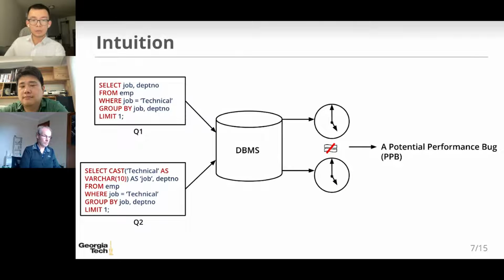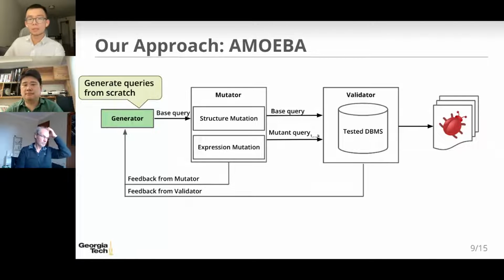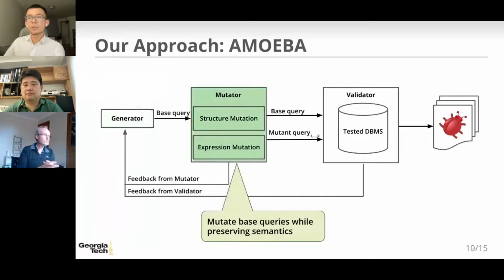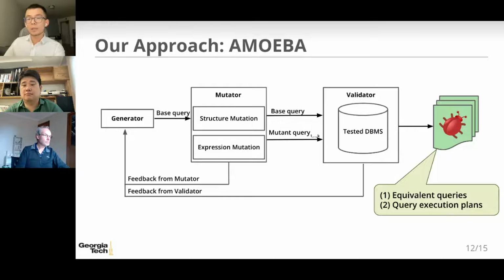Amoeba has 3 main components: generator, mutator, and validator. Generator is responsible for generating base queries from scratch. Those generated base queries will be used as seed queries for query mutation. Mutator is responsible for mutating base queries while preserving their semantics. The validator compares the execution time of equivalent queries on the same DBMS and reports a possible performance bug if their time difference is above a given threshold. Lastly, the generated bug report consists of equivalent queries and their execution plans.